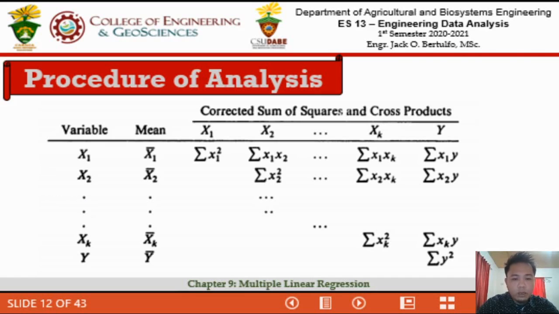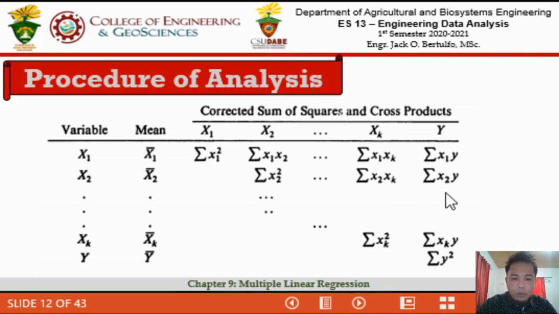Sir, what if there are three? So if there are three, then we have x3, and we need to calculate the mean of x3. Then we need to calculate the corrected sum of squares for this part. So if you observe, it is diagonal, class. If x1 is here, x2, then next is x3. Then the cross product, x2 here and x3. I will show you in the last part how it goes. Then including the corrected sum of squares of the cross product of x3 and y.